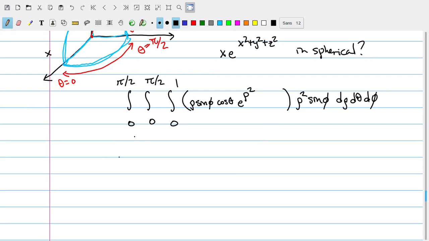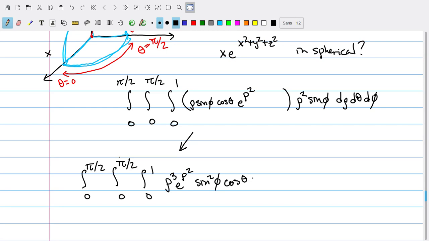And everything in this integral is a product, so I want to show you guys a nice neat trick here. One thing we can do is separate out, in terms of dependencies, all the integrands. So I can write this as an integral from 0 to pi over 2, integral from 0 to pi over 2, integral from 0 to 1 of rho cubed e to the rho squared times sine squared of phi times cosine of theta d rho d theta d phi.